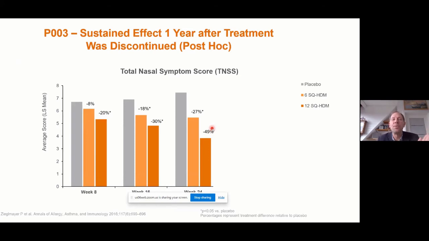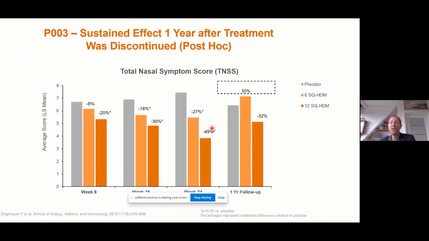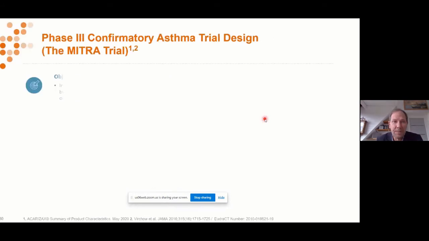And if we then stop the treatment and do a 1-year follow-up, you still see the significant reduction in the higher dose group, that you still have significantly less symptoms compared to the placebo group. So we have an onset of effect already after 8 weeks, and we have also a persistence of the effect even if we have stopped the treatment.